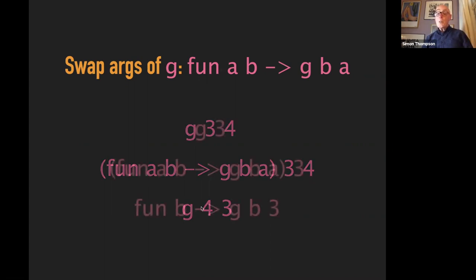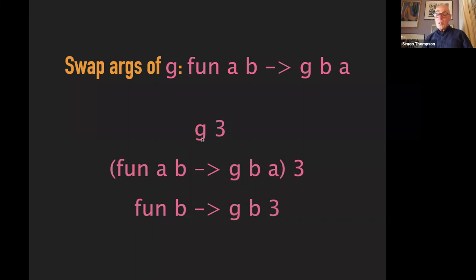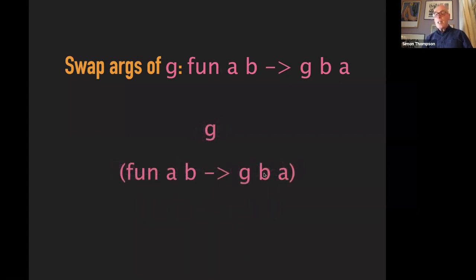And it also works for partial application. If we apply G to 3 and we swap arguments, we replace G by this lambda, and we can apply the A here, and then the result is fun, the function that takes b to g of b and 3. We have to do this because you can't partially apply a function to its second argument. And in a similar way, if we apply it to g, it just gets replaced by this function.